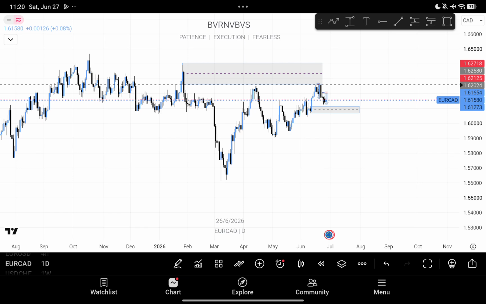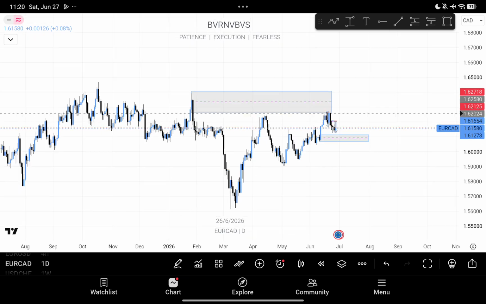I'll be taking us on a trading recap for the week, how I got some of the entries and the trades I traded for the week. This is EURCAD. So first of all, I have to know my directional bias.